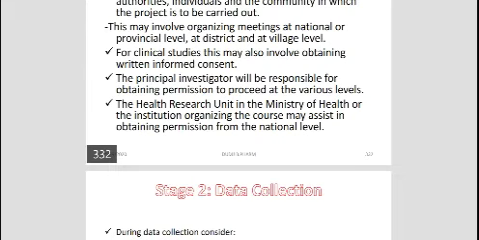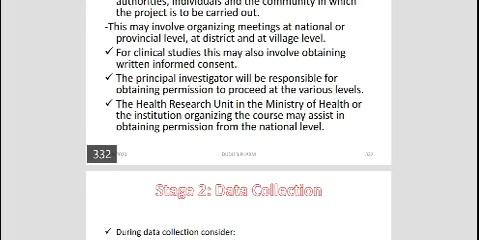So this is getting the permission to proceed, and we have seen the procedure for application and the procedure for ethical clearance in sessions 15 and 16.